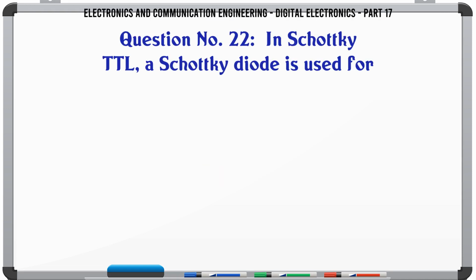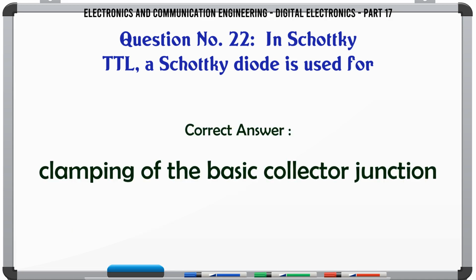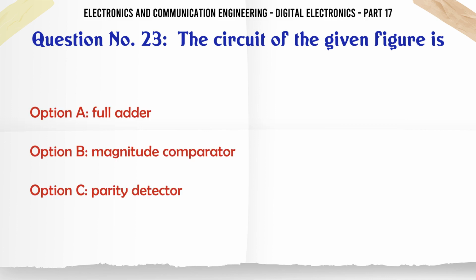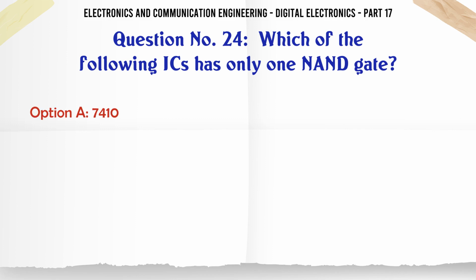In Schottky TTL, a Schottky diode is used for: A. forming the gate, B. connecting the resistor, C. clamping of the base collector junction, D. none of the above. The correct answer is clamping of the base collector junction. The circuit of the given figure is: A. full adder, B. magnitude comparator, C. parity detector, D. none of the above. The correct answer is parity detector. Which of the following ICs has only one NAND gate?